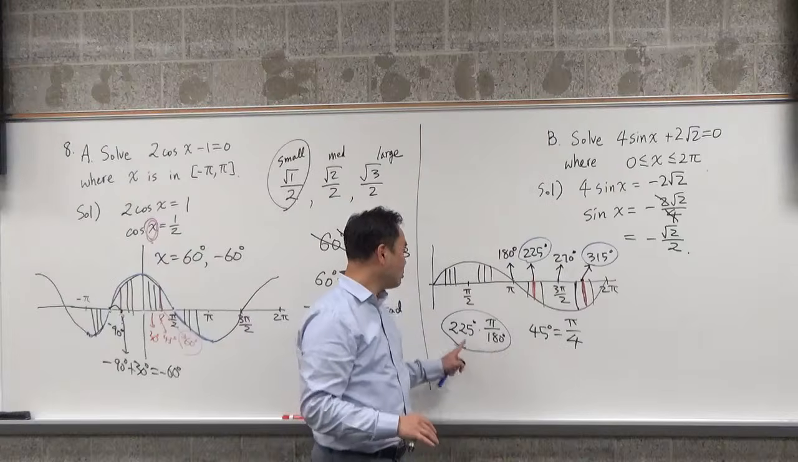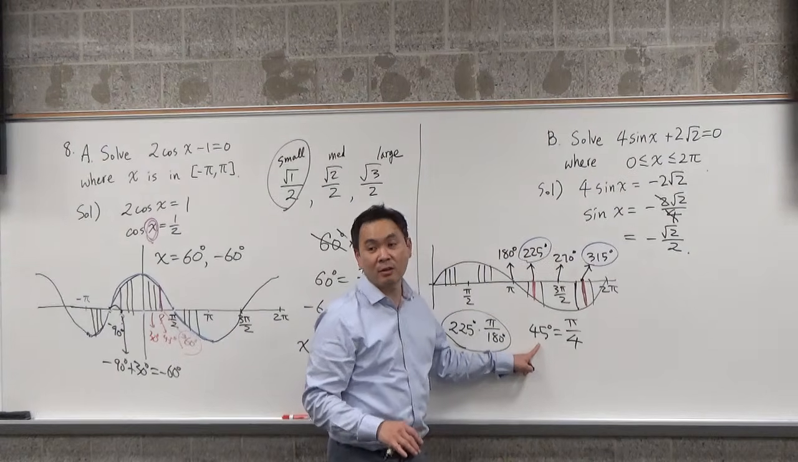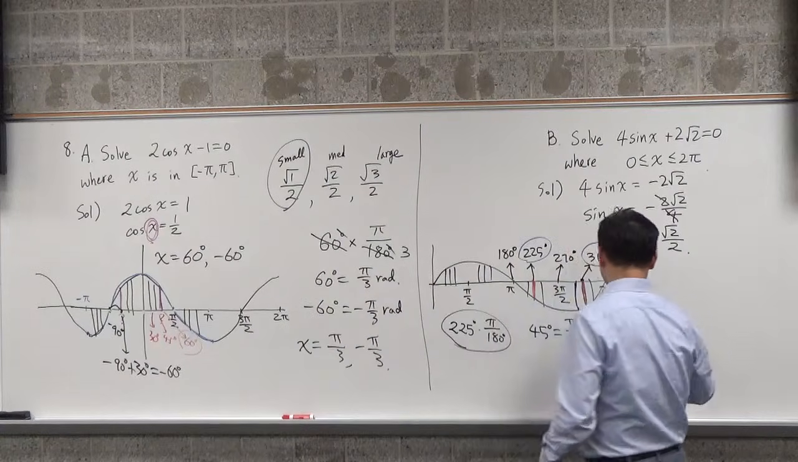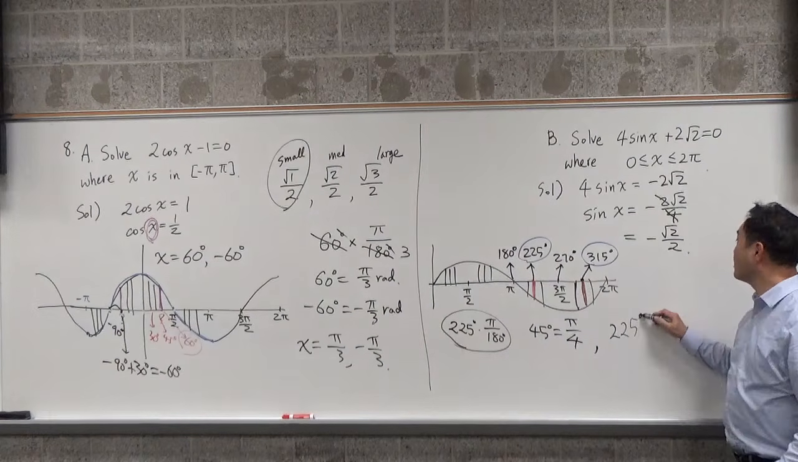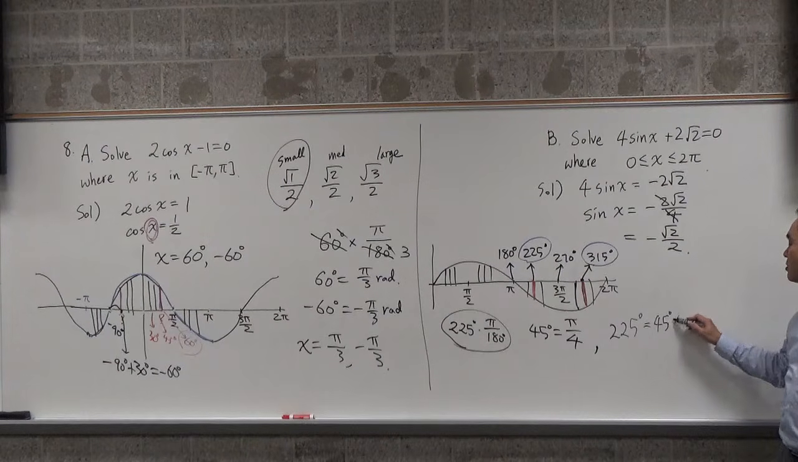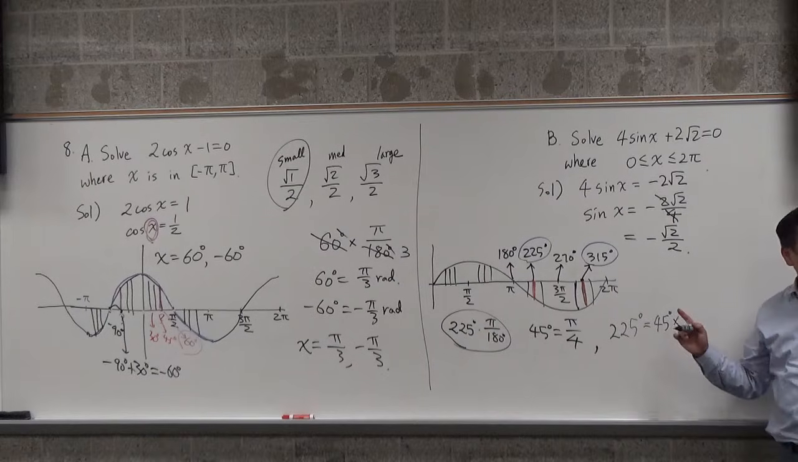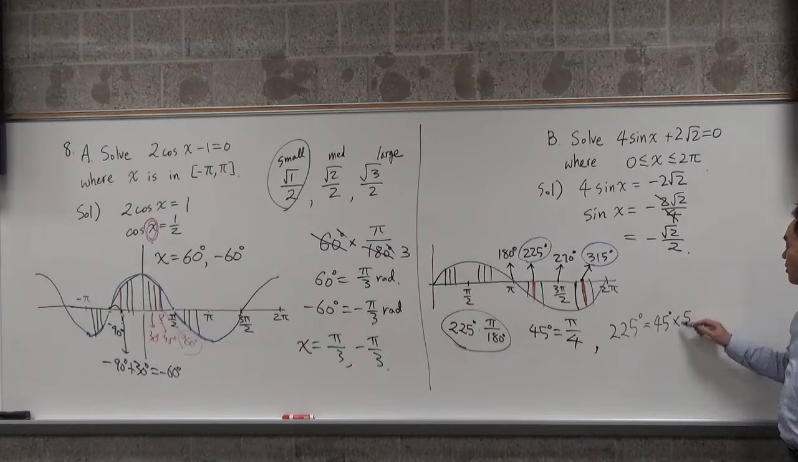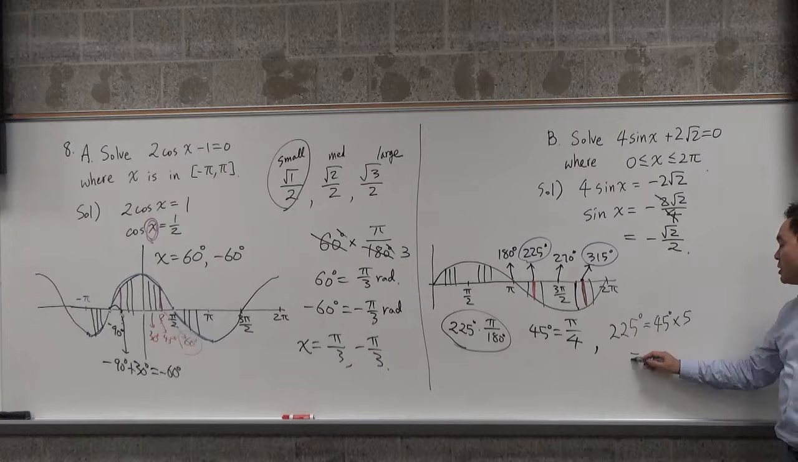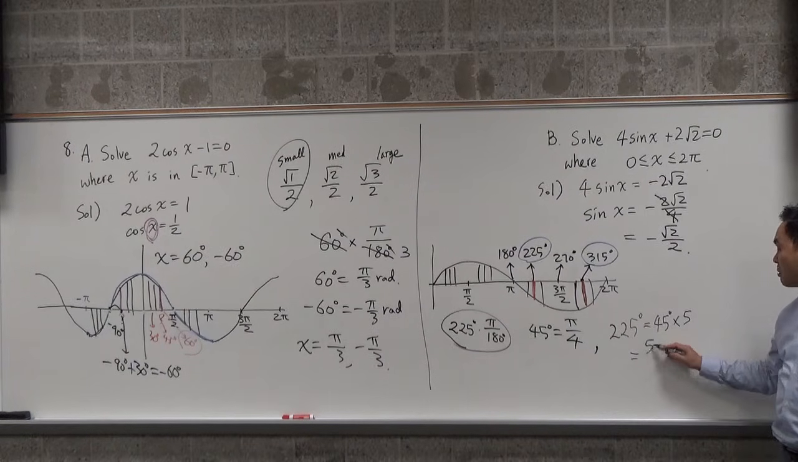And then say 225 degrees is 45 degrees times what? So 225 is equal to 45 degrees times 5, right? 5 times 5 is 25, 5 times 4 is 20. So 5 times 45 is 225, which means it'll be 5 times pi over 4. So 225 degrees will be 5 pi over 4.